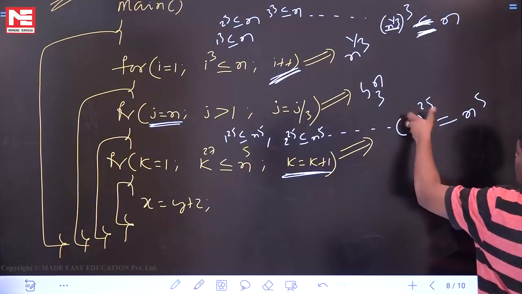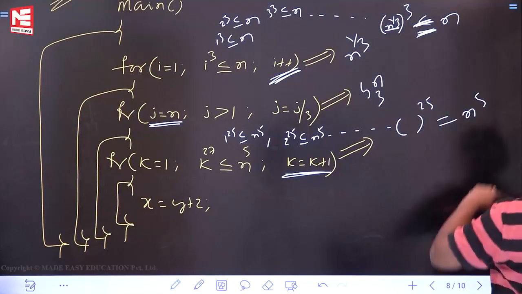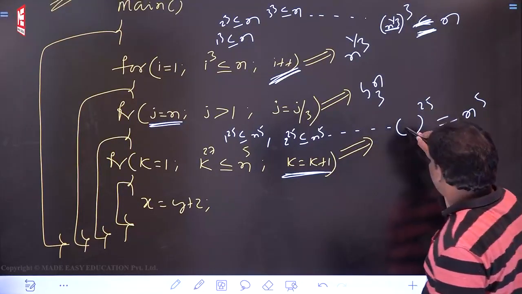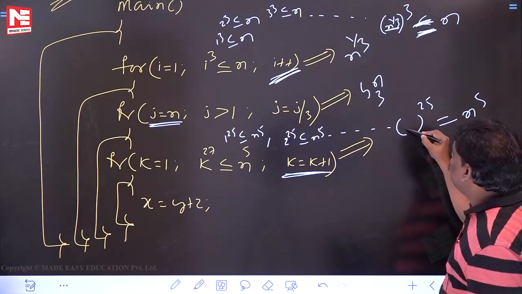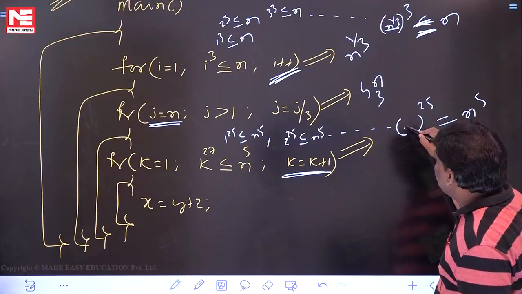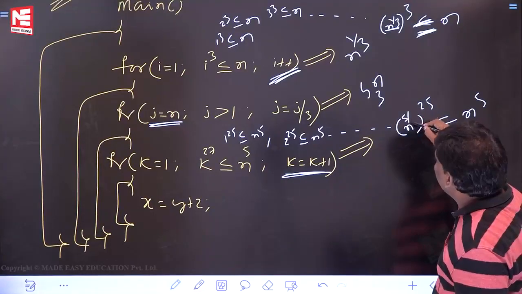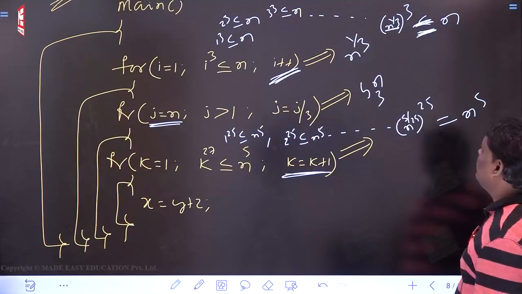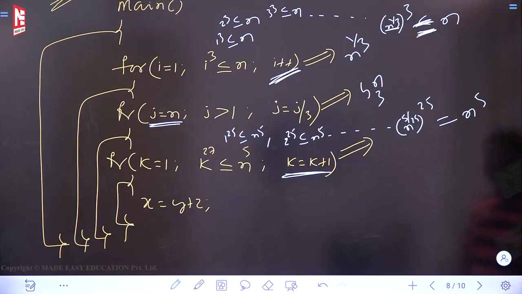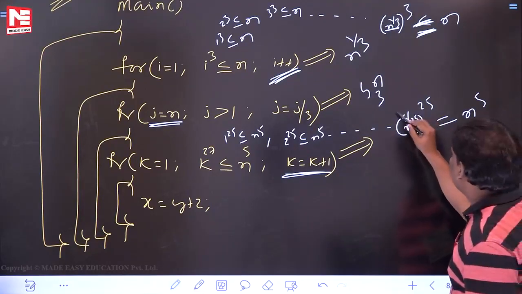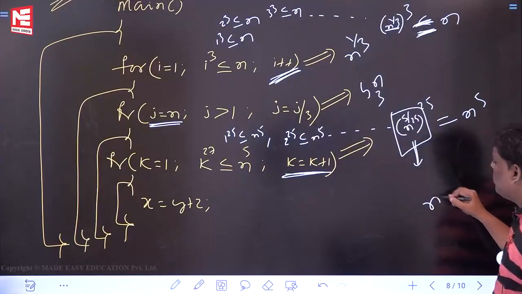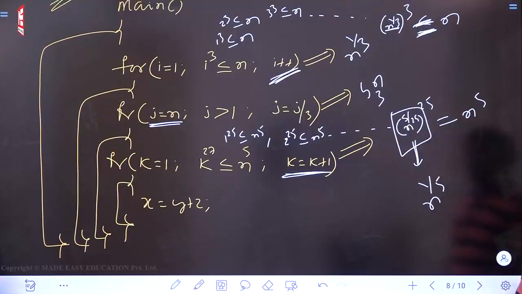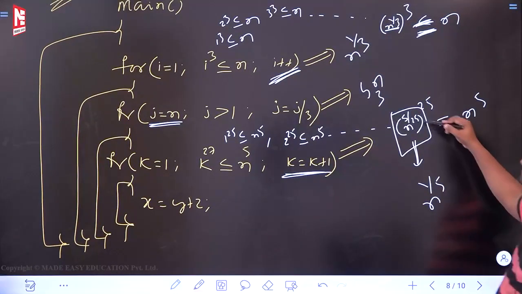Some number whole power 25 is equal to n power 5. What is the answer? It should be how much? Whole power 25 becomes n power 5, means it should be how much? What is the answer? I think it should be n power 5 by 25. 25 cancel, 5 will be there, which will become, what is the answer? I think this is the answer for this. You can write whatever. This is equal to n power 1 by 5.